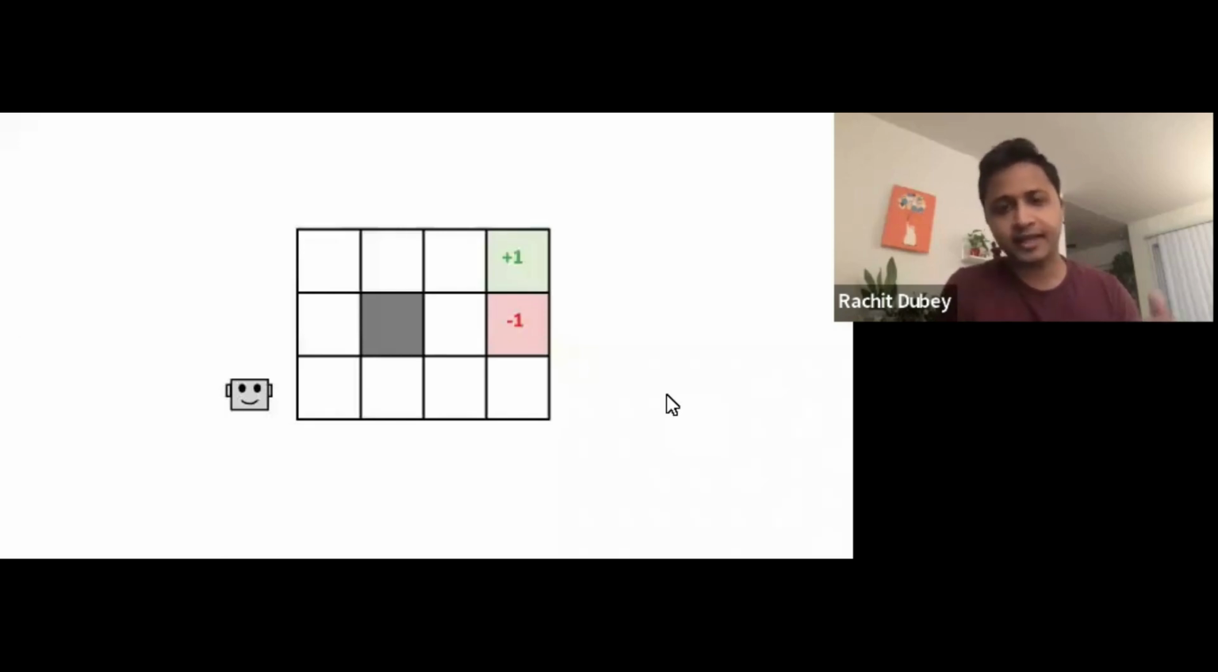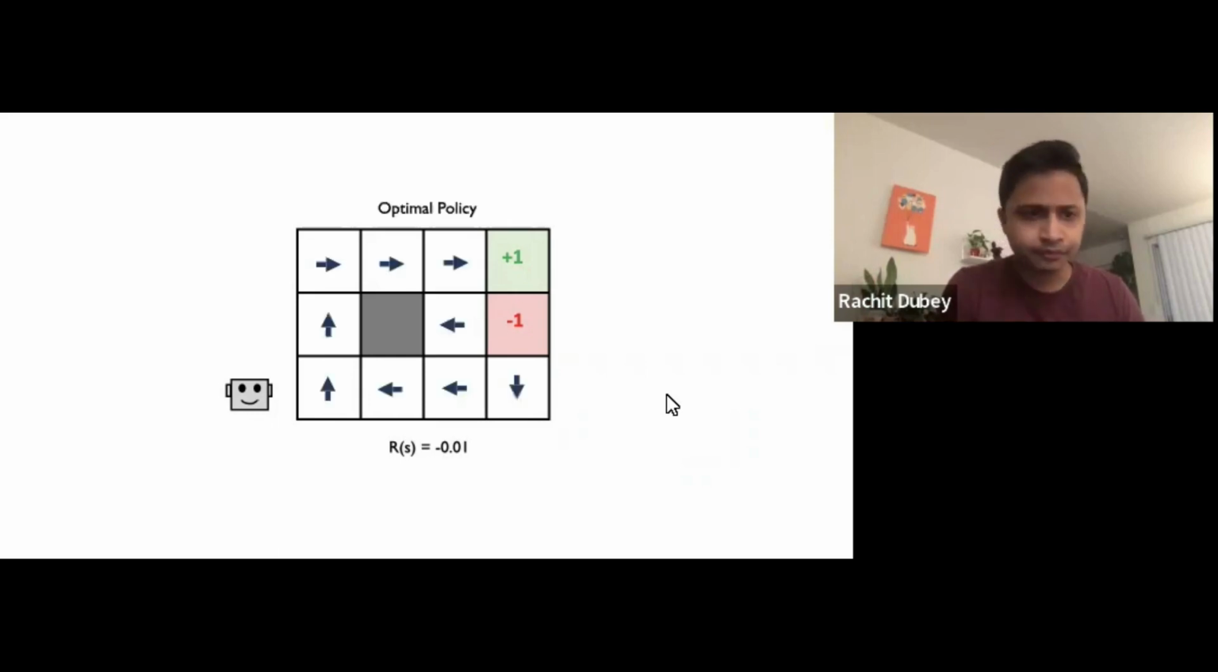Now, imagine that each step costs a little bit, such that the agent receives a small negative reward of 0.001 for every step it takes. In this case, the optimal policy, that is the best action to take in every state, would look something like this, indicating that the agent would be overwhelmingly taking actions to avoid the negative red state, and it would really prefer to go towards the positive green state.